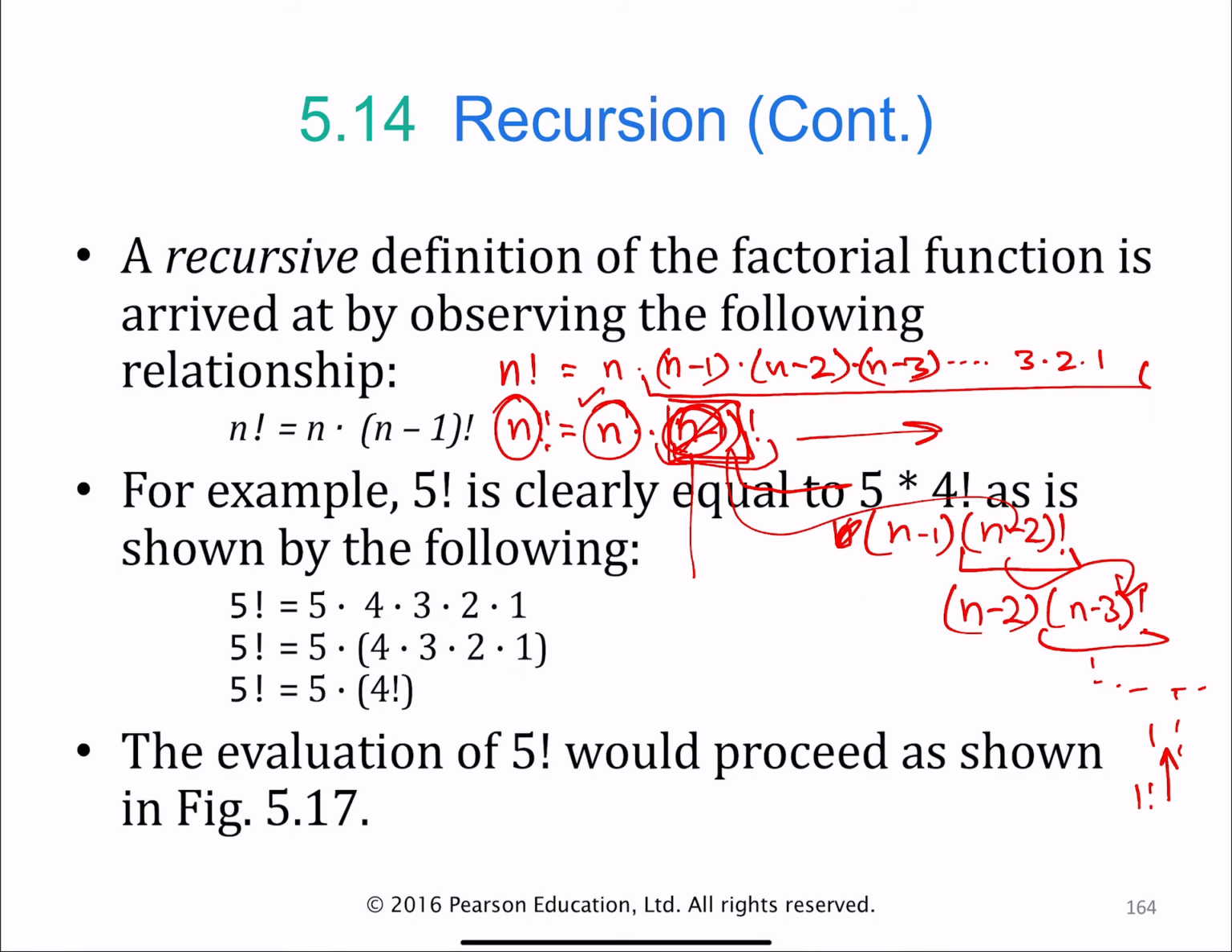So, in a sense, for the example of 5 factorial, this is what you get. Unrolling the factorial using a loop would give you this expression over here, and you'd evaluate that. Computing 5 factorial recursively would mean 5 multiplied by 4 factorial.